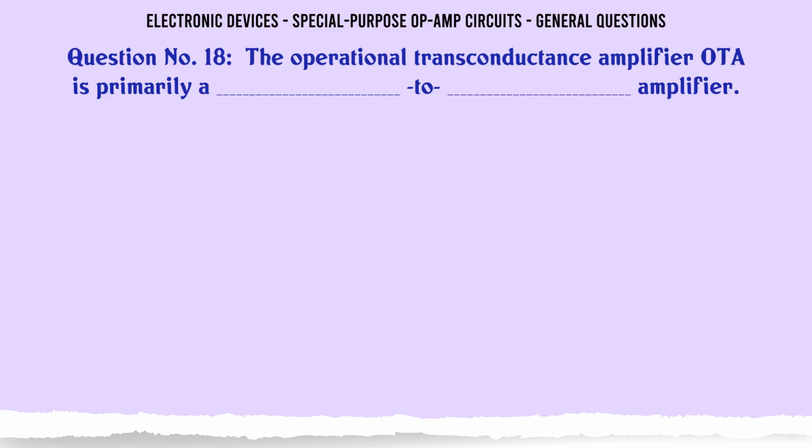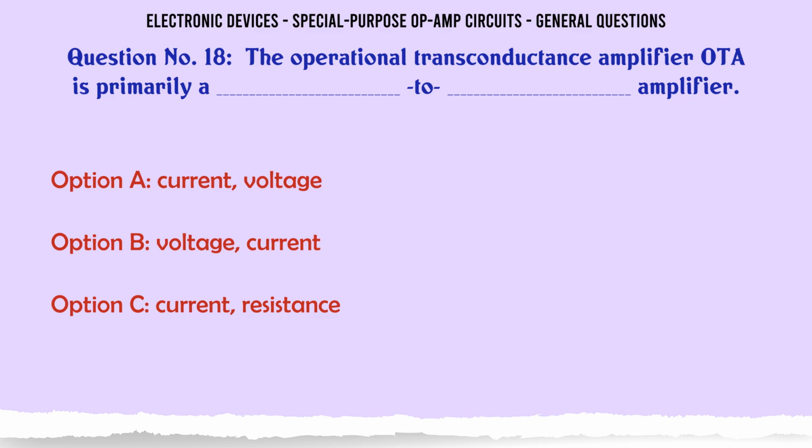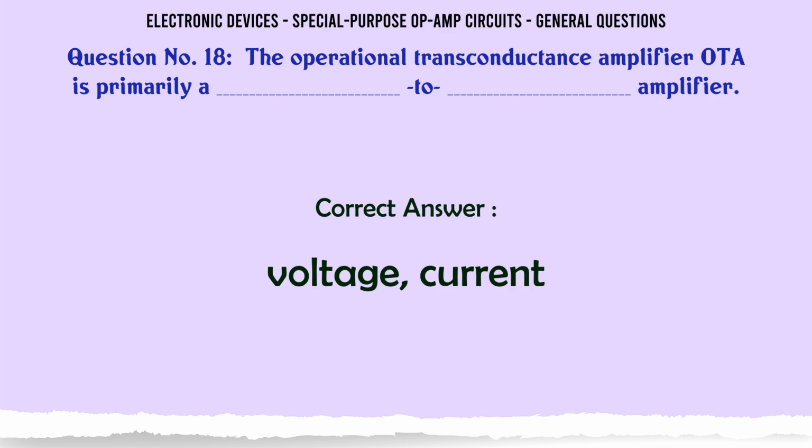The operational transconductance amplifier (OTA) is primarily a: A. Current to voltage amplifier, B. Voltage to current amplifier, C. Current to resistance amplifier, D. Resistance to current amplifier. The correct answer is voltage to current.